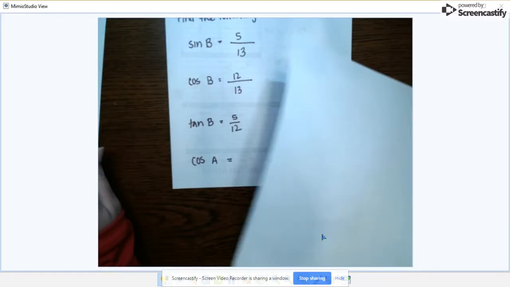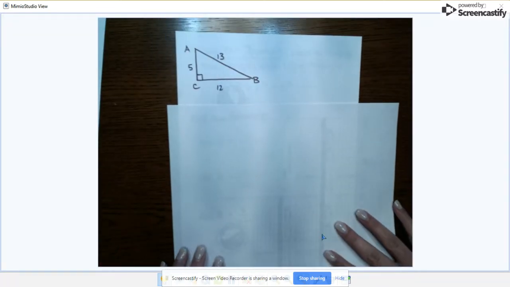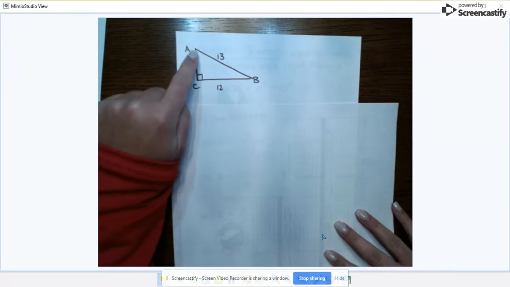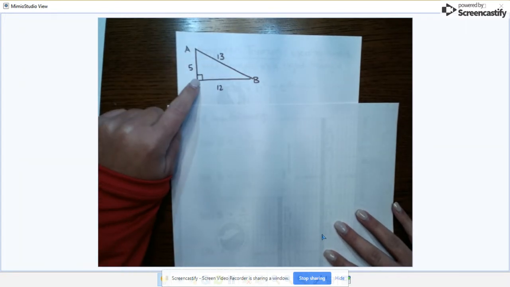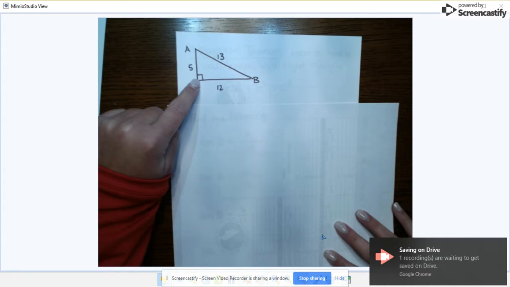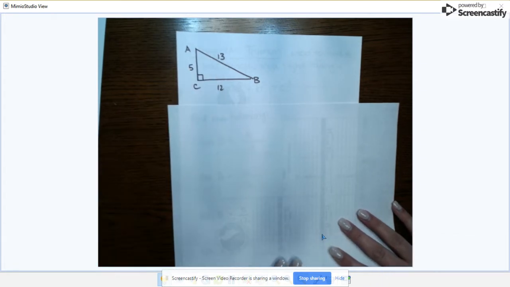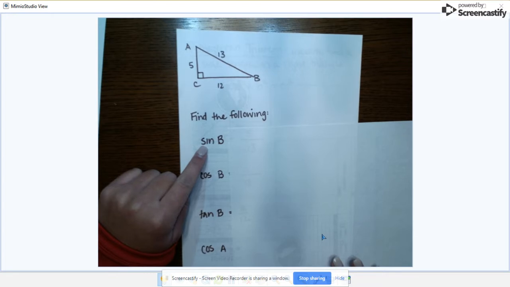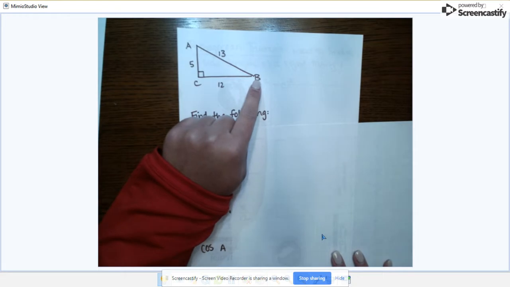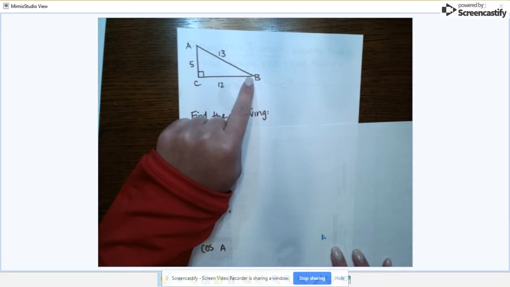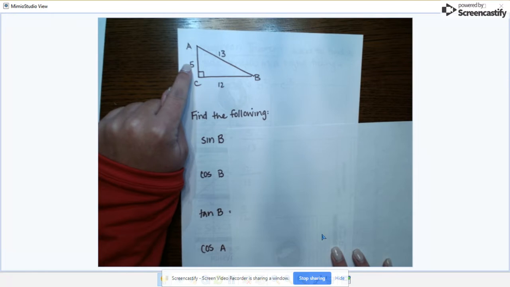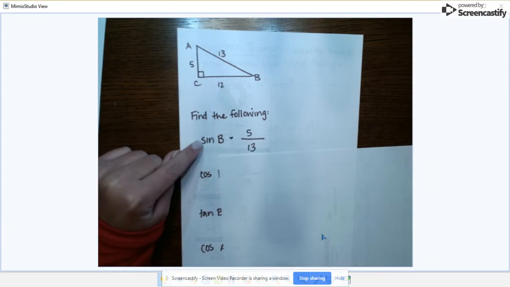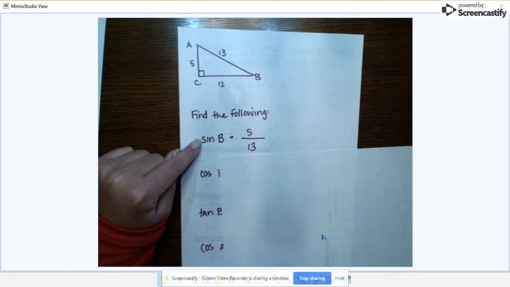So here's an example. We have a right triangle. We have side lengths 5, 12, and 13. Again, 13 is our hypotenuse because it's across from our right angle, and it's also the longest side in our triangle. So we're going to find some trig ratios. The first one is sine of B. Well, sine is SOH, so opposite over hypotenuse. Here's angle B. The opposite side means I have to move across my triangle. So 5 over our hypotenuse, which is 13. So sine of B is 5 over 13.